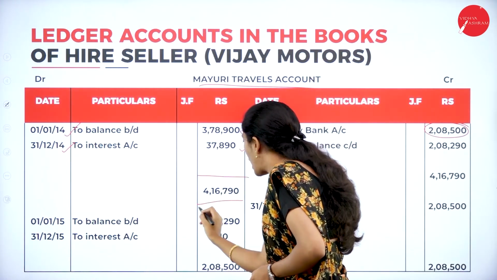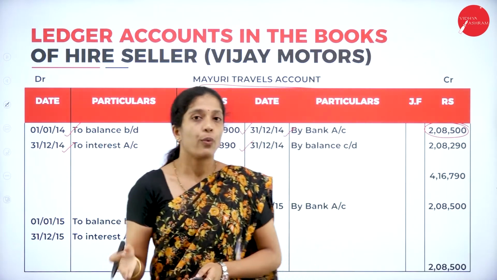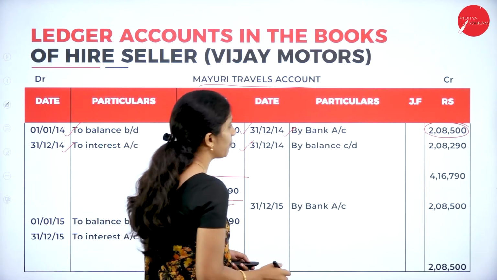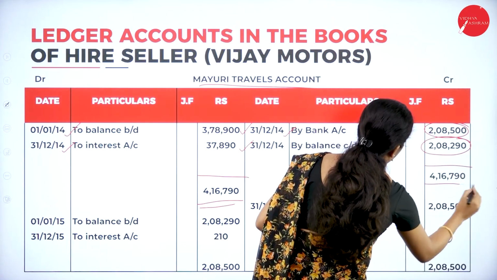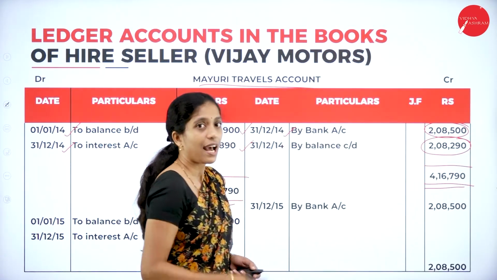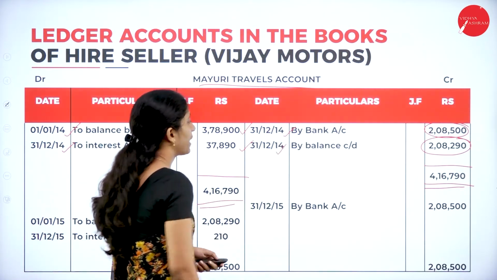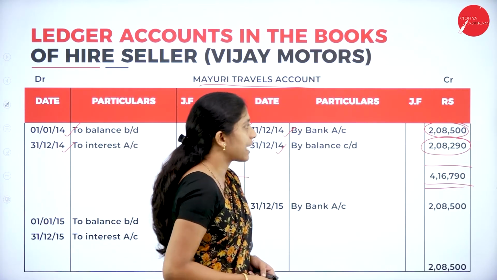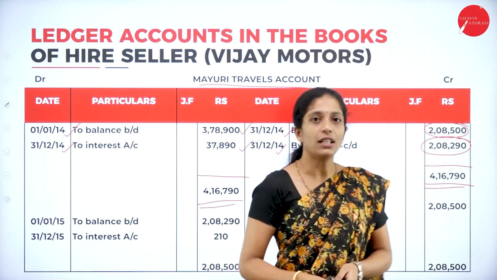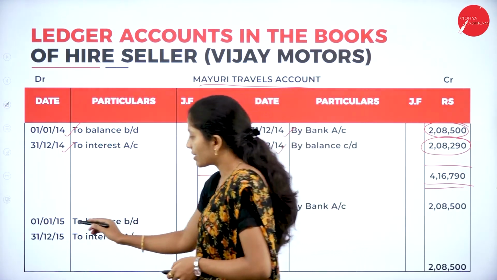When you add the debit side, you will get 4,16,790. Whereas coming to the credit side, you will get a balancing figure of how much? 2,08,290. So this balancing figure has to be carried down for the next year. That is, at the end of that financial year, 31st/12/2014, by balance carried down 2,08,290. Now come to the last year, that is 1/1/2015.